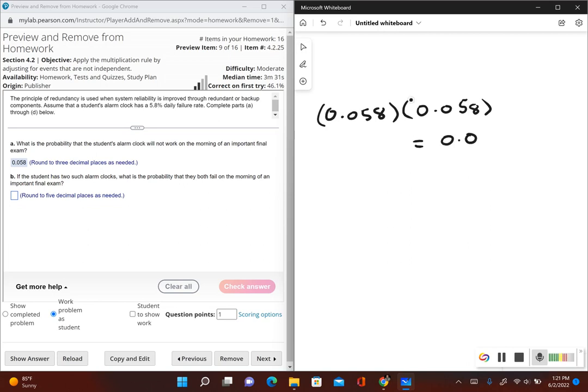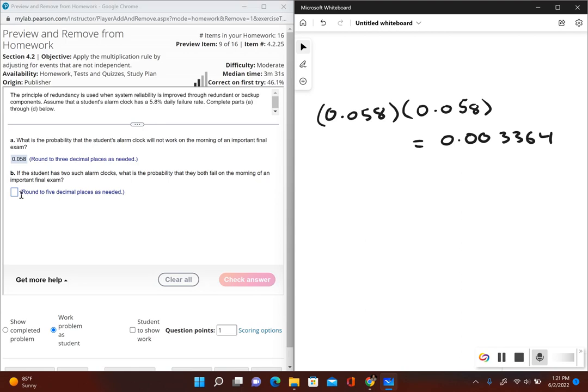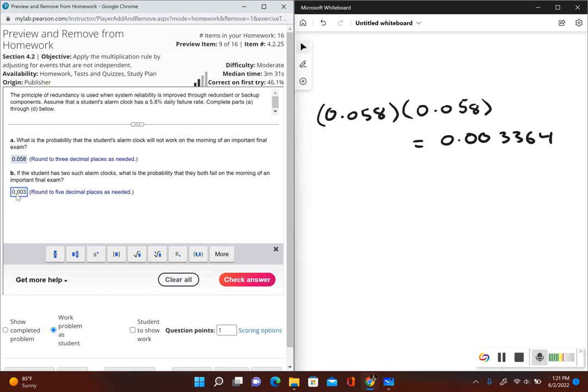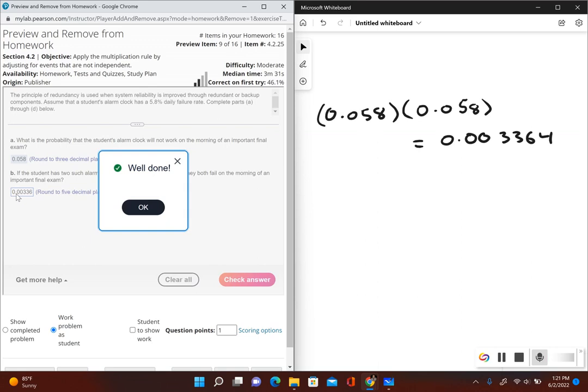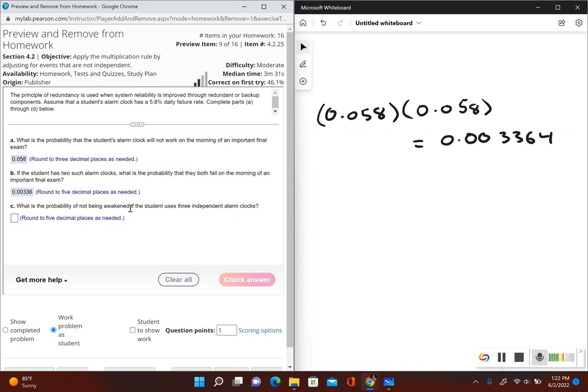This gives us 0.003364. And now what is this telling us? To round to 5 decimal places. So let's round it to 5 decimal places. This gives us 0.00336. Okay. So we can see that the probability of both alarm clocks failing decreases significantly if you just compare it to if you just had one.